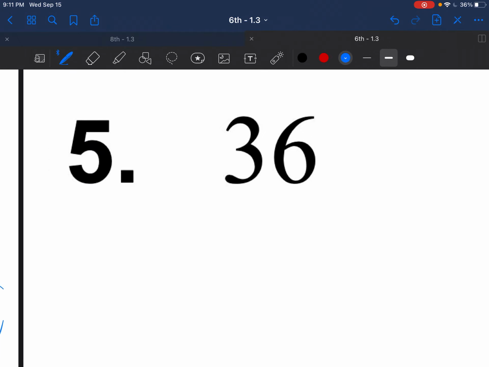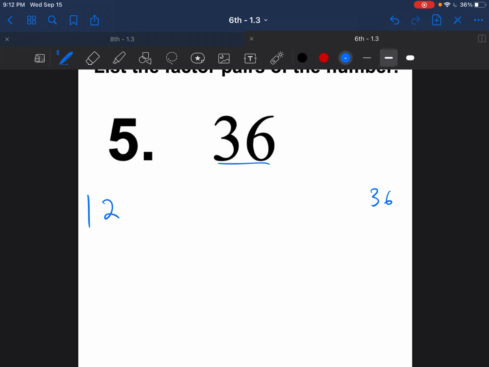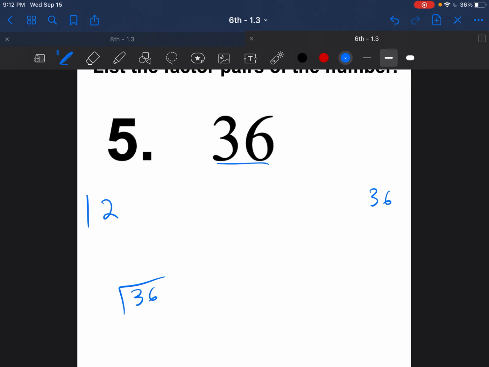Number 5. Press pause if you can, and let's see if you can figure it out on your own. What numbers go into 36? I know 1 and 36. It's even, so it's 2 times what? Well, we can divide, so let's divide.